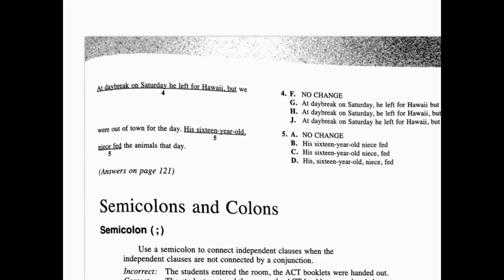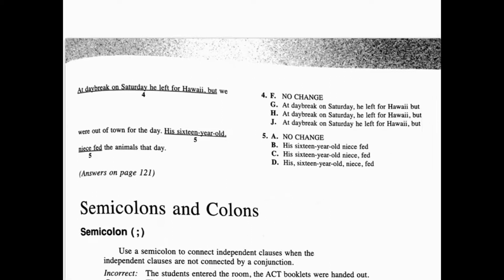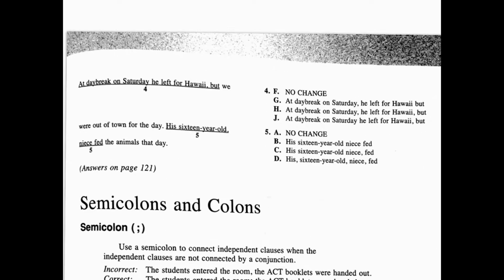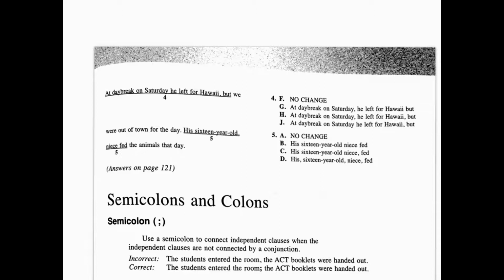All right, let's try number 4 here. Who wants to? All right, Brandon, try number 4. That is correct. At daybreak on Saturday, he left for Hawaii. But we were out of town that day. You're putting the commas in there because at daybreak, we were out of town for the day. That's the most important part. When he left for Hawaii, he's adding information. And finally, number 5.